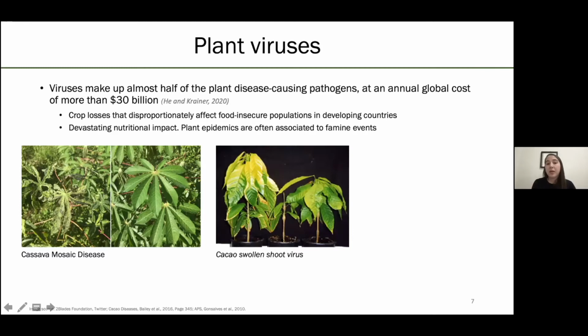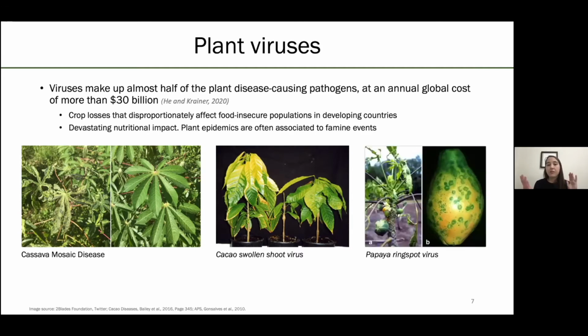Another important viral epidemic that we have right now is the cacao swollen shoot virus, which is affecting cacao crops in West Africa. And West Africa produces around 70% of the world production of cacao. So this is definitely something we need to pay attention to. And finally, the famous papaya ringspot virus, which almost devastated the papaya industry in Hawaii, and that led to the development of the famous GMO papaya, which is around 90% of the papaya we consume right now, and basically saved the papaya industry in Hawaii.